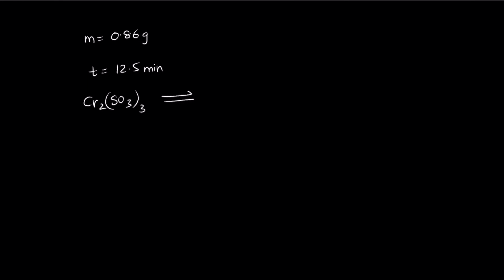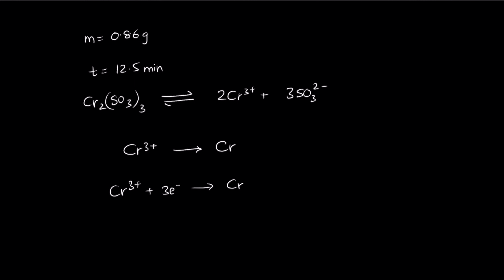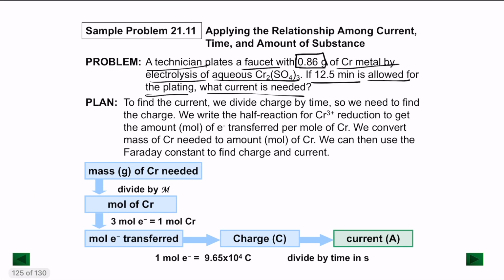For this to split, the reaction gives you 2 Cr3+ and 3 SO3 2-. So this is how chromium sulfate will generally split. Now let's take into account the reaction right here. You have Cr3+, which undergoes reduction to become chromium. On this side, we'll have to add 3 electrons to create chromium. So the total number of electrons is 3.